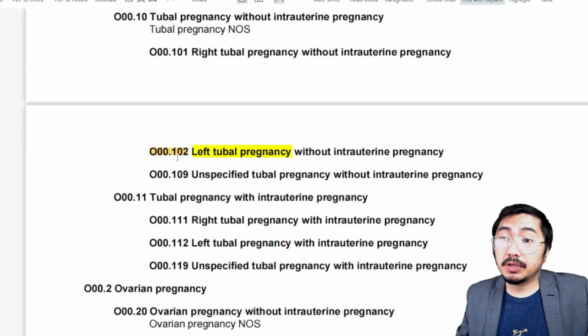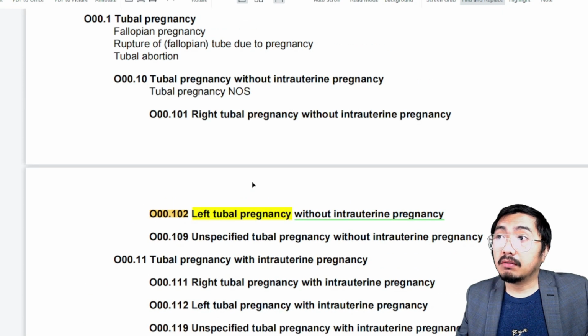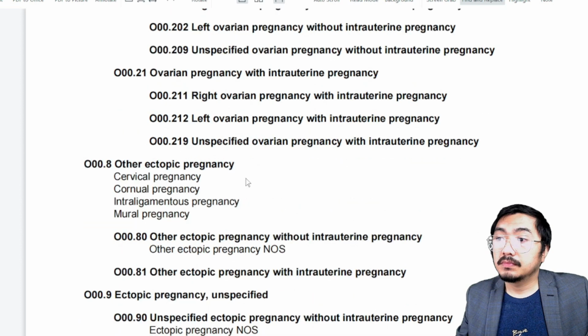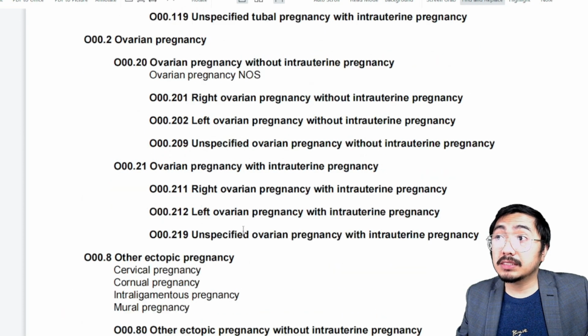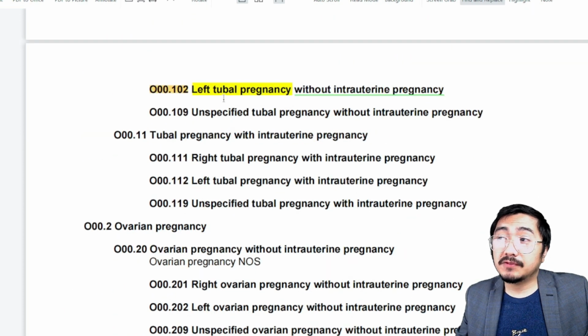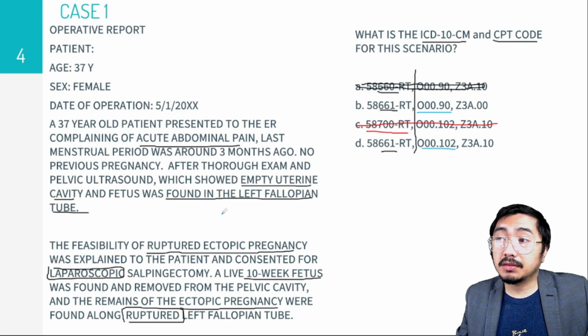Your O00.102 is your left tubal pregnancy without intrauterine pregnancy. So let's underline this. While your other one, this one, O00.90, is your unspecified ectopic pregnancy. Okay, so let's compare both of them. It's mentioned here left tubal pregnancy, and according to the scenario here, the fetus was found in the left fallopian tube. So basically we'll be choosing that tubal pregnancy in this scenario, and not the unspecified version.